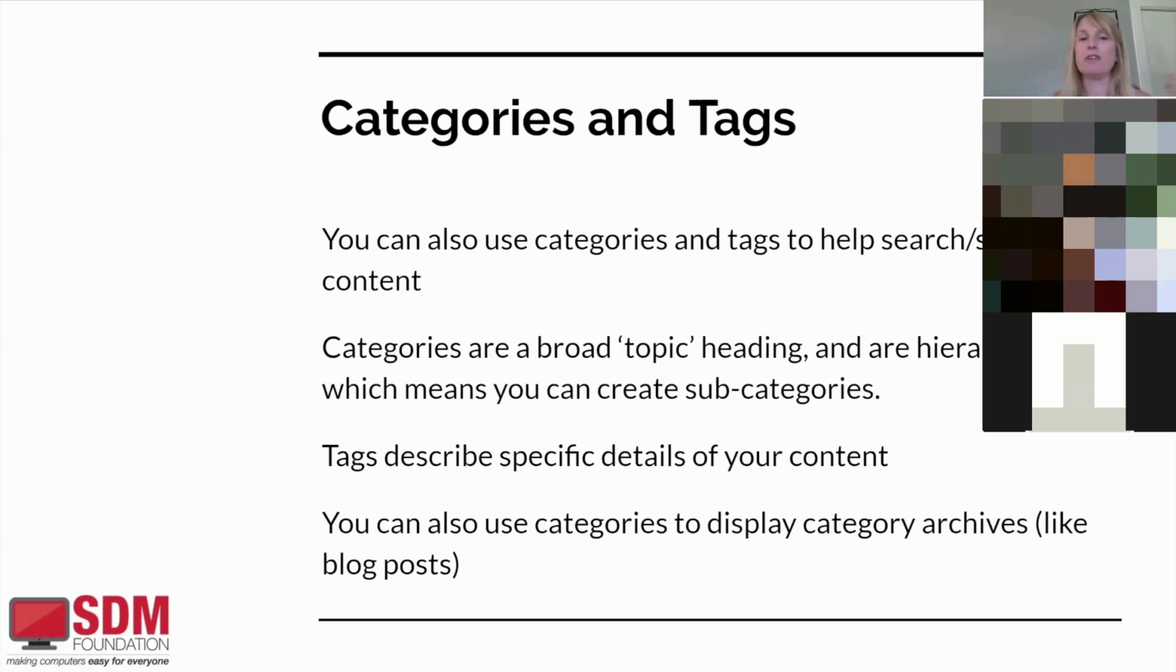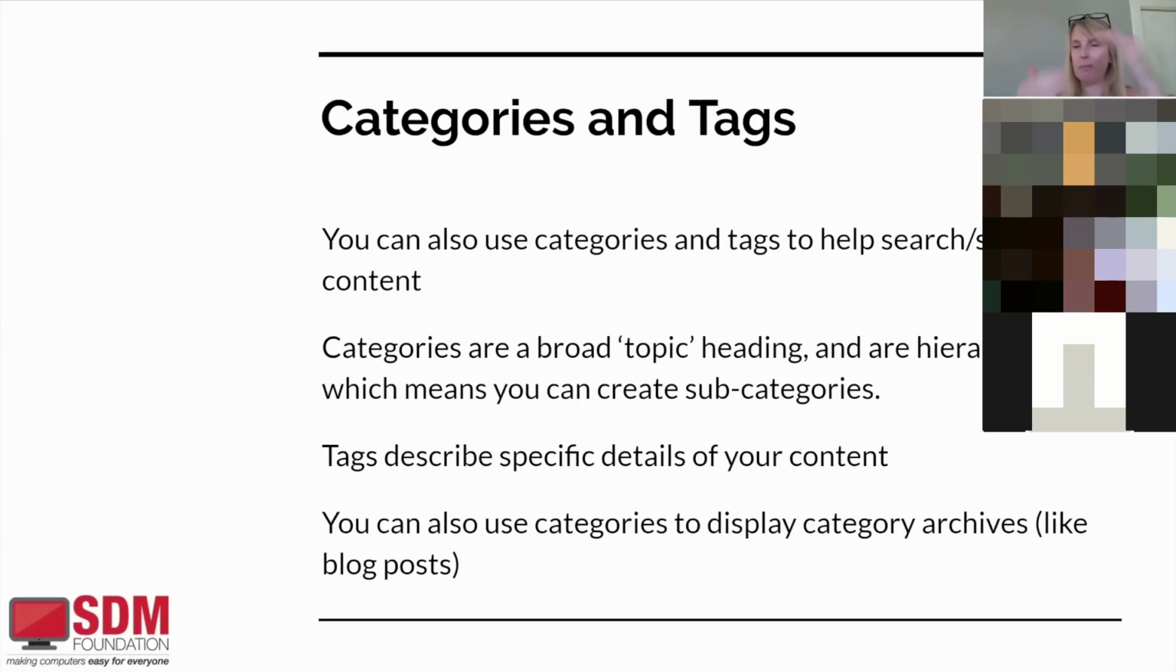So if you think of categories as like a broad topic heading, and you can create subcategories under them, tags are more about specific details on your site. So again, they help people to search for content on your site. So a category might be software, and a tag might be Excel, for example.